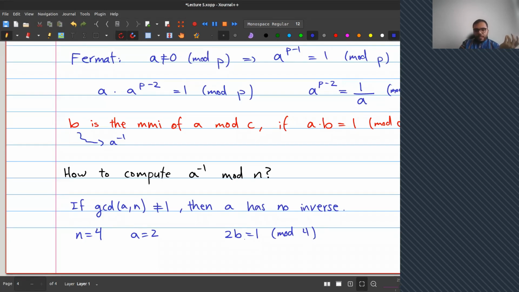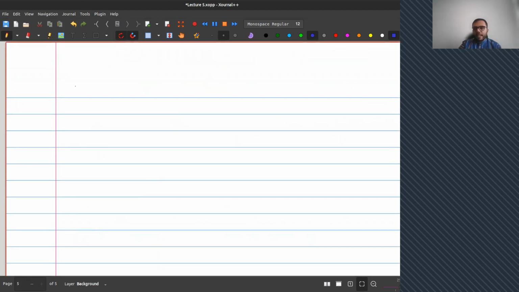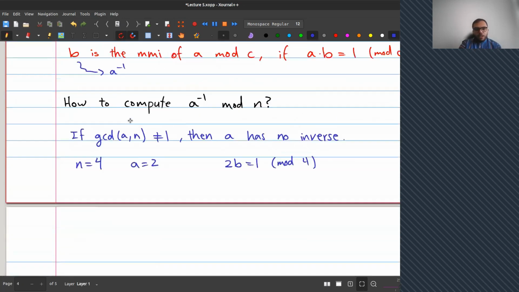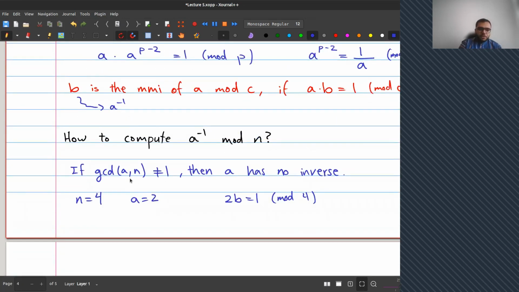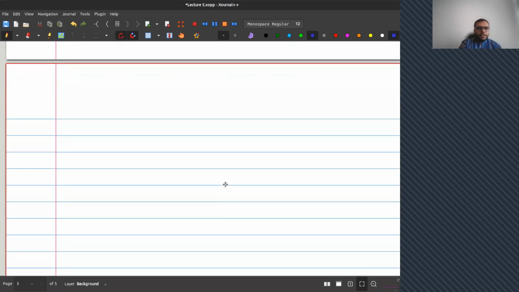So in order to have an inverse, the very least that I need is that the greatest common divisor of A and N should be 1. Okay. But I'm going to show you that this is actually enough. So it's not only necessary, it's also sufficient. So if the GCD of A and N is exactly 1, then A has an inverse modulo N. Okay. Now, why is that?